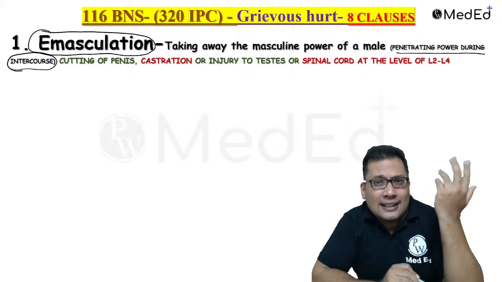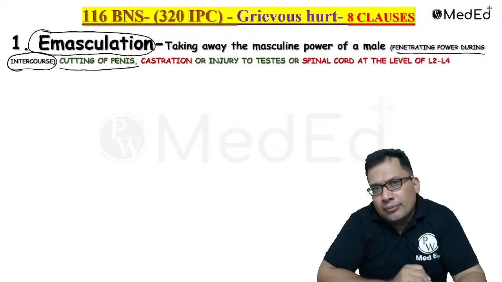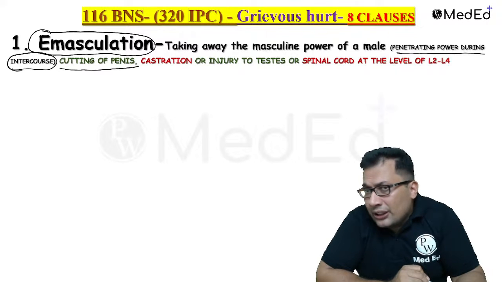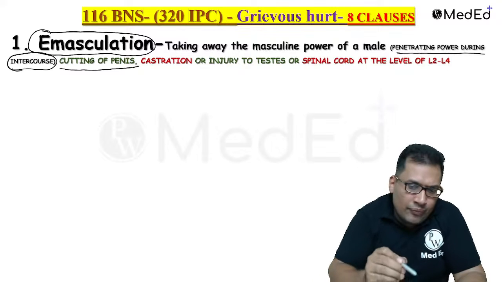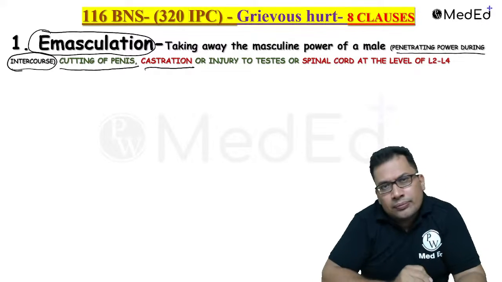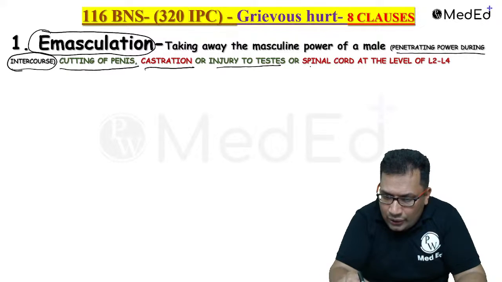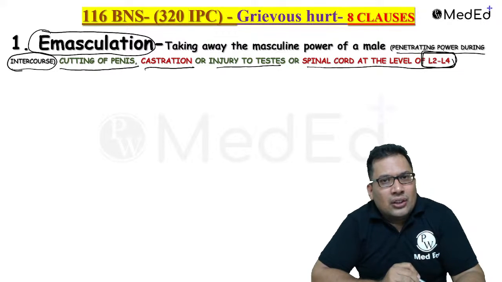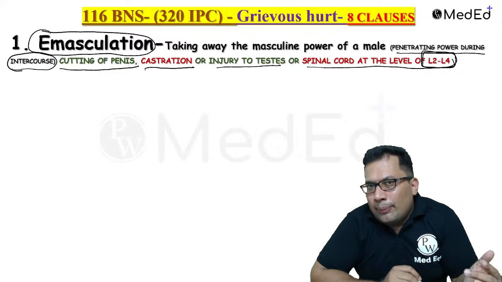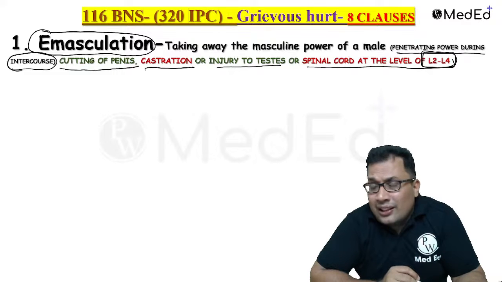Let's see what are the examples. For example, cutting of penis. The cutting of penis leads to emasculation. It comes under clause 1 as well as clause 4 also. Castration or injury to the testis or injury to the spinal cord at a level of L2, L4. As you know, erection, ejaculation. Erection is due to parasympathetic, ejaculation due to sympathetic. The nerve supply, that is L2, L3, L4.